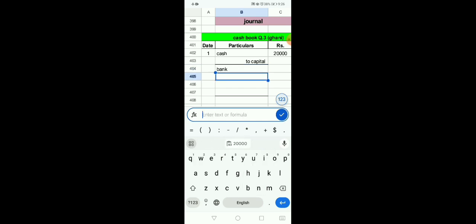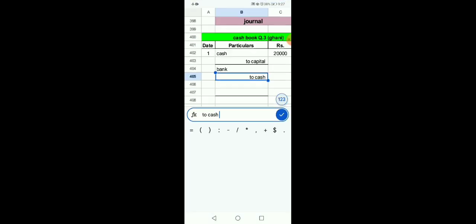How has this amount been deposited into the bank? Because the business has paid, you have paid cash into the bank. It means cash is going out, and in other words your cash in hand is decreasing. Cash in hand is your asset, and the asset is decreasing. A decrease in asset should be mentioned on the credit side, so you will mention cash on the credit side.